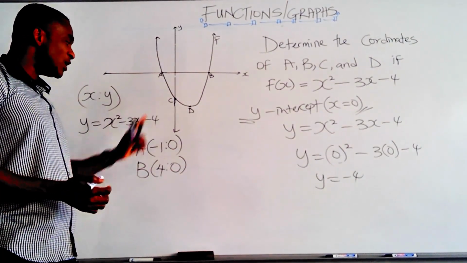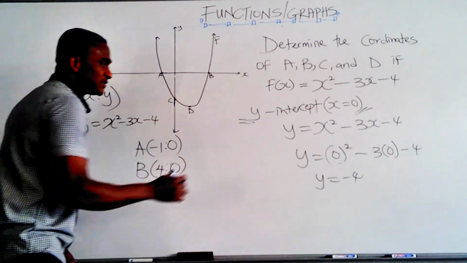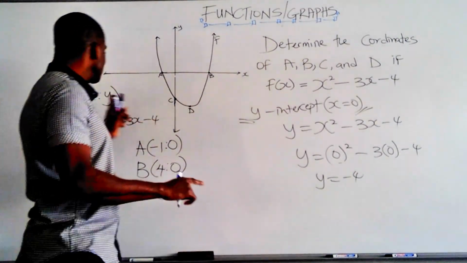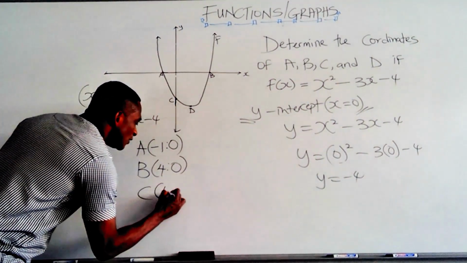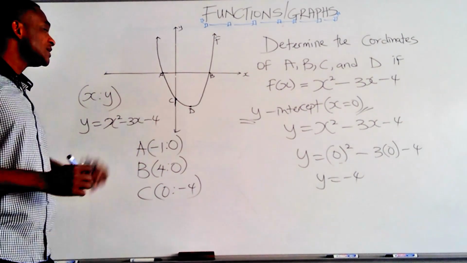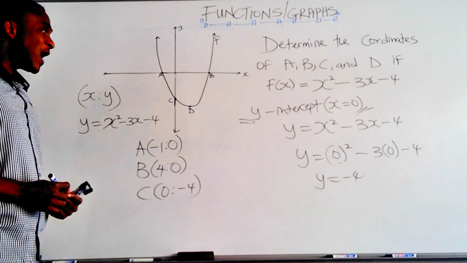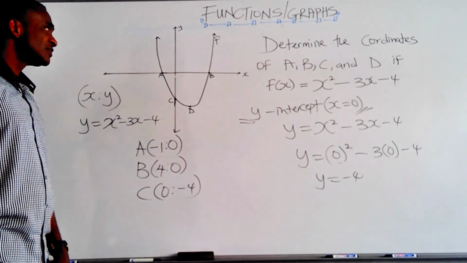Then C must be written as a coordinate. So we have our C as, remember, the coordinate says x before y. X is 0 for the y-intercept and y is negative 4. That is the y-intercept, and that represents the coordinate of C.